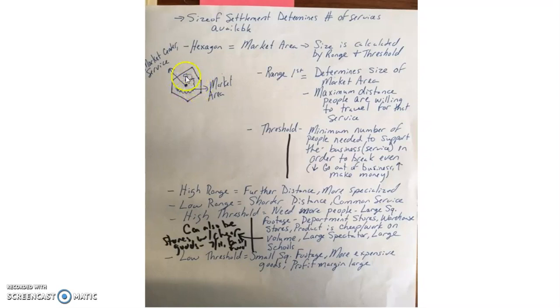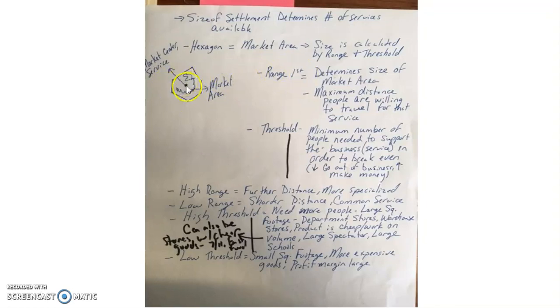All this area in this hexagon is the area around which people are willing to travel for that service. Once you get outside the boundary here, that means it's too far. People aren't willing to travel to get that service. So if you're out here outside the boundaries, you're outside the range.